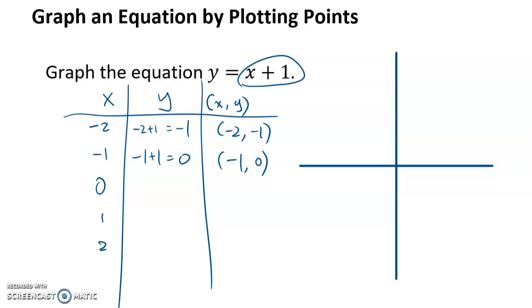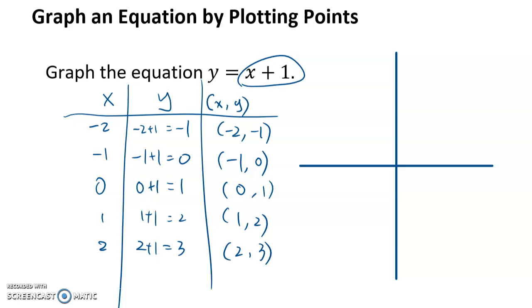Keep going. Here is 0 plus 1, which is 1. So (0, 1) is the next point. 1 plus 1 is 2. So (1, 2) is another point. 2 plus 1 is 3. So you have (2, 3) as the next point. So now we have 5 points on the graph of this equation. Let's plot the points on the coordinate plane.